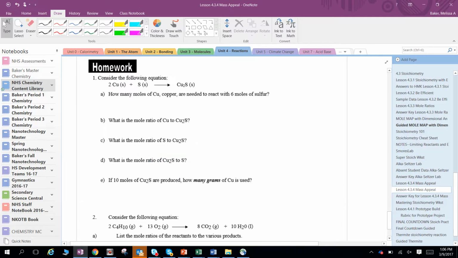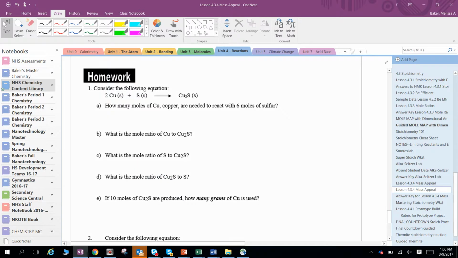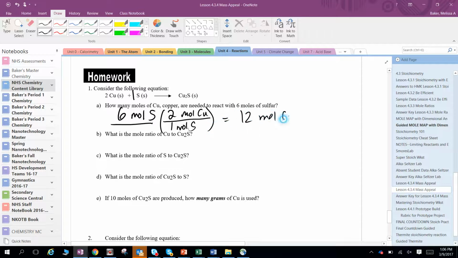And then let's take a quick look at the homework, the last piece here. We've got a different balanced equation, and it starts off, it says, what if you've got 6 moles of sulfur? How many moles of copper do you need? Well, for every 1 mole of sulfur, you need 2 moles of copper. So you're going to multiply to get 12 moles of copper.